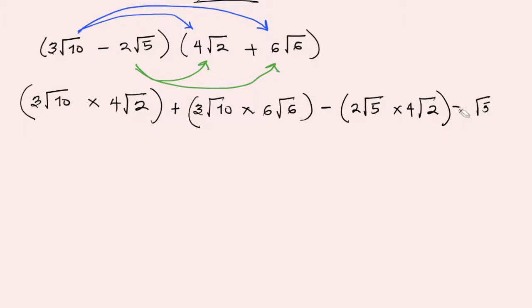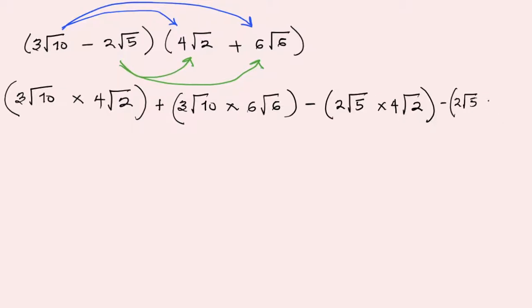Let me write that clearly. That will be minus 2 root 5 multiplied by 6 root 6. Okay, so this is going to be equal to multiplying the numbers outside the radical sign.